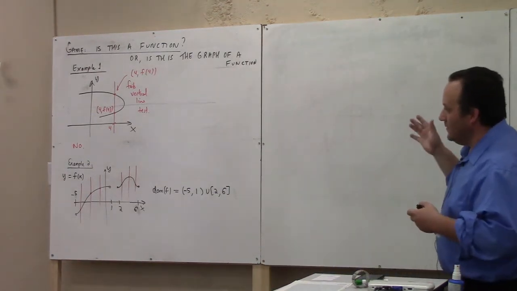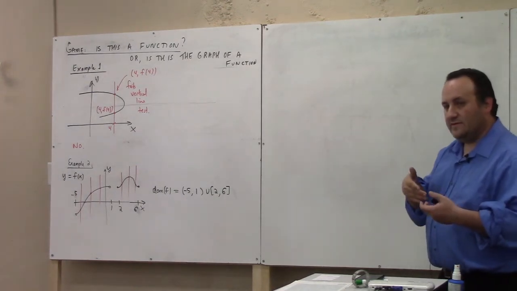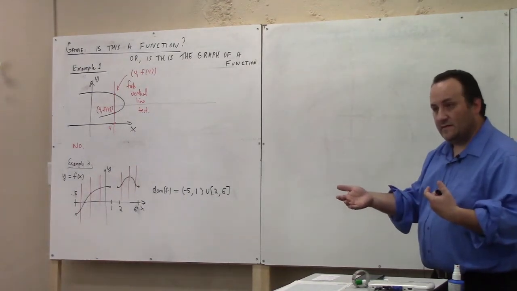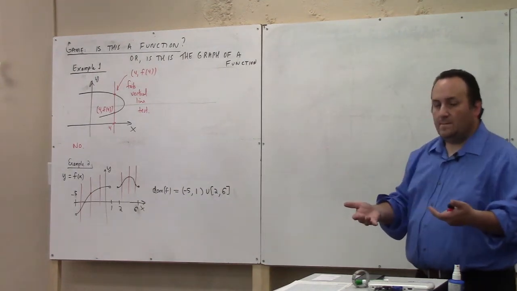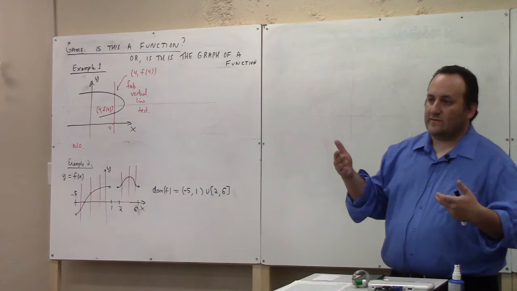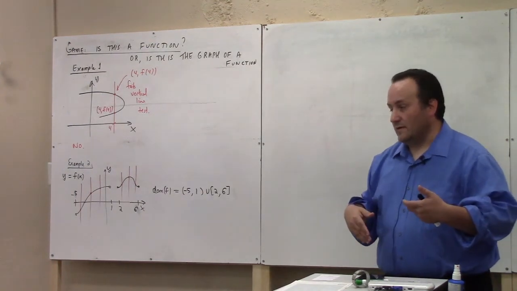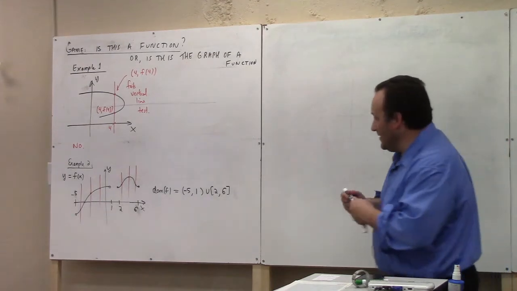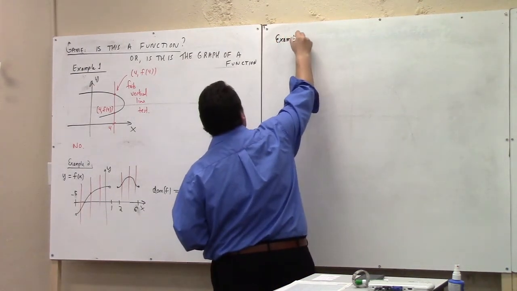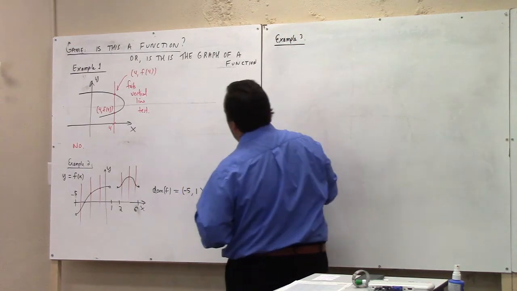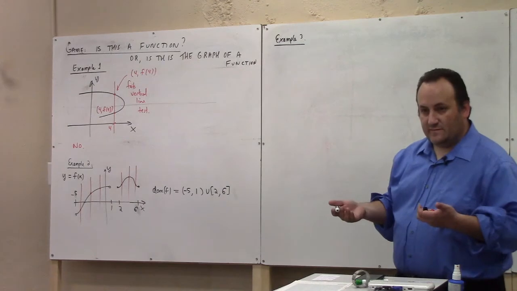Okay, so we can play this game all day long, right? I give you a picture, and you decide whether it passes the vertical line test, whether or not it's a function. But there's another kind of example, and these problems are in section 2.3 in the recommended homework. There's a bunch of them. The other kind of problem is where maybe you're not given a picture. Maybe you're given an equation, and you have to decide whether or not it's a function, right?